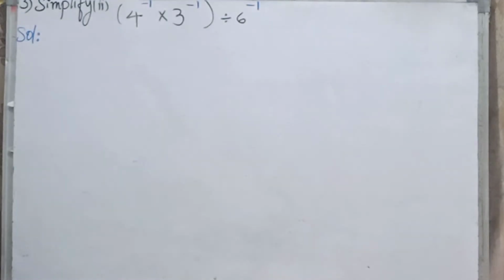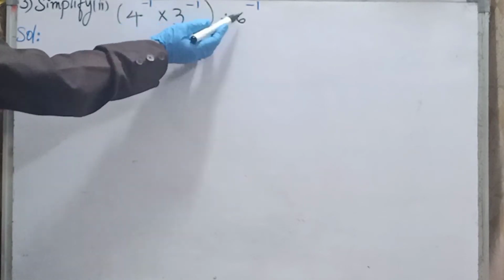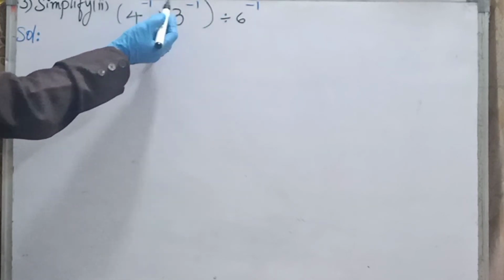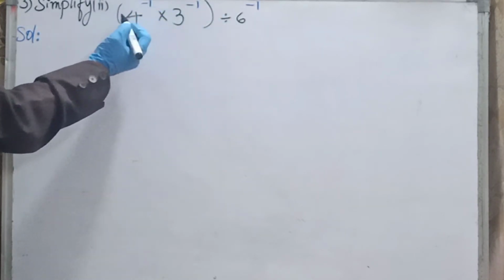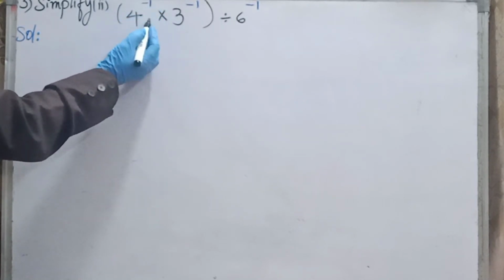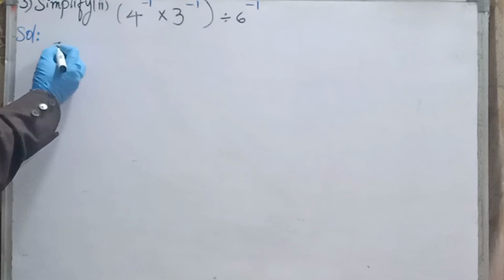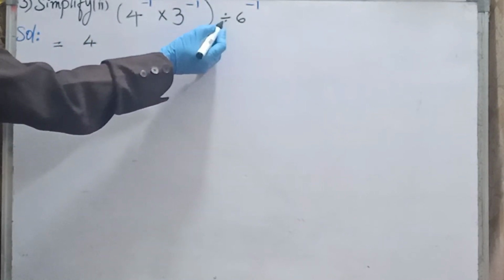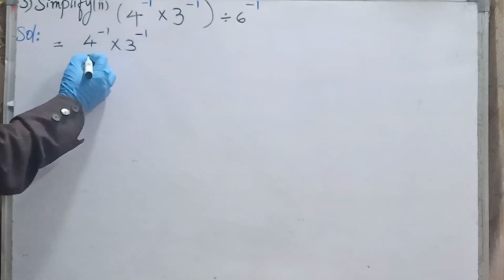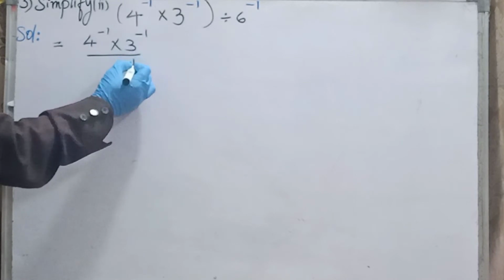Okay students, next is 4 power minus 1 into 3 power minus 1, whole divided by 6 power minus 1. Now you can have a look. I wrote minus 1 with blue color and the bases with black color. So the blue color is the same, that is, the powers are the same. So when powers are the same, we'll use the formula of same powers. Before that, I'll write this question properly. Since division is written like this, I'll change it to 4 power minus 1 into 3 power minus 1 by 6 power minus 1.